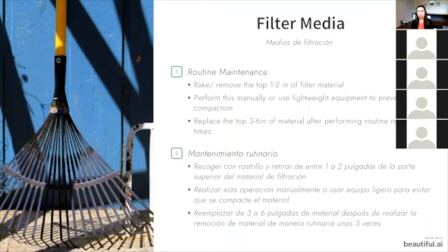Routine maintenance for your filter media would be raking or removing the top 1 to 2 inches of your filter material. Be sure to use lightweight equipment to prevent compaction of that filter media, because that really reduces the infiltration rate. Again, you can perform this manually as well. And then replace the top 3 to 6 inches after doing the routine maintenance 3 times.